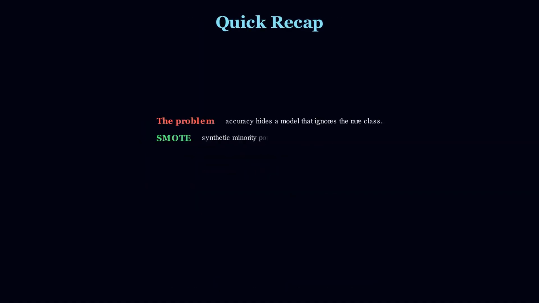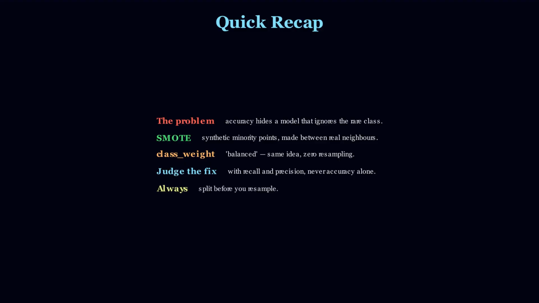Quick recap before we go. The problem: accuracy hides a model that ignores the rare class. SMOTE, synthetic minority points generated between real neighbors. class_weight equals balanced. Same idea, 0 resampling. Judge the fix with recall and precision, never accuracy alone. And always split before you resample.